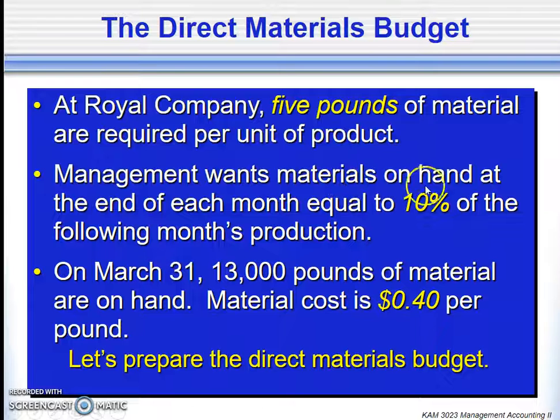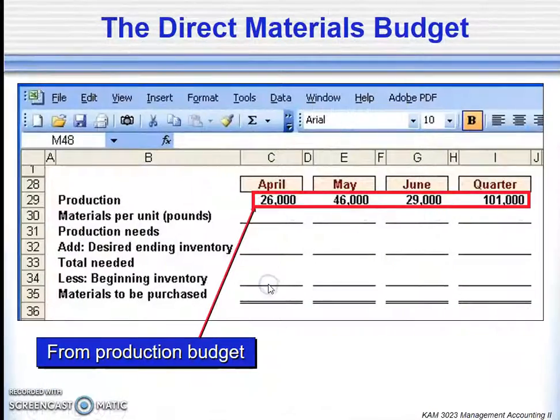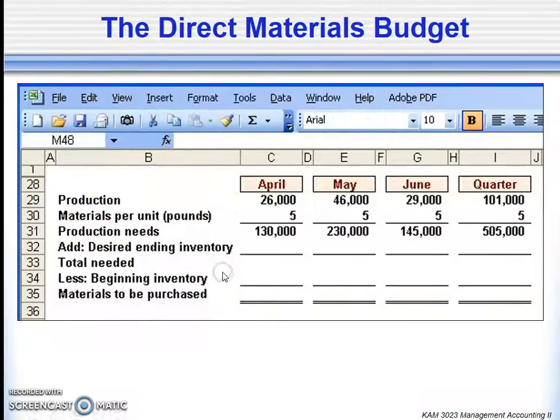Management wants materials on hand at the end of each month equal to 10% of the following month's production. On 31st March, 13,000 pounds of materials are on hand. Material cost is 40 cents per pound. Let's prepare the direct materials budget. So the production, and then the materials per unit, and then we get the production needs.